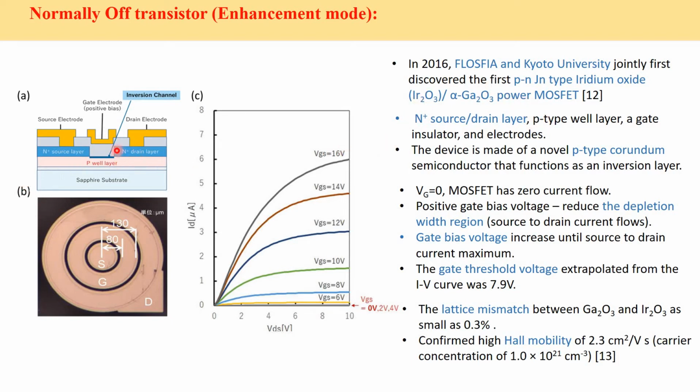So here iridium oxide is a p-type corundum semiconductor, and it functions as an inversion layer. What is an inversion layer? In the MOSFET case, there is a p-type MOSFET and an n-type MOSFET, and then they are classified as enhancement MOSFET and depletion MOSFET. So this is an enhancement MOSFET, normally off. Normally off means that when the voltage is positive or negative, only then does electron flow; at zero voltage there is no electron flow between the source and drain.